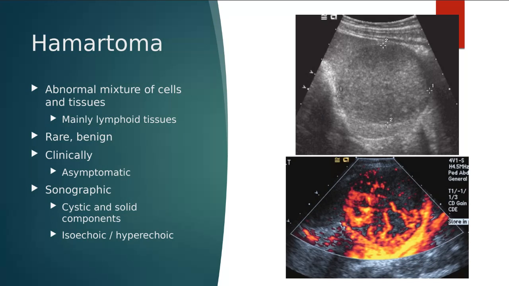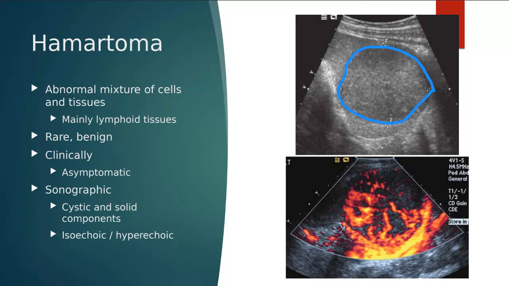Next, we have a hamartoma. This is an abnormal mixture of cells and tissues, mainly of lymphatic or lymphoid tissues. This is a rare and benign tumor. Clinically, the patients will be asymptomatic. They are going to be isoechoic or slightly hyperechoic to the spleen itself, and it can have solid and cystic components. So here you can see this is a pretty big one right here.